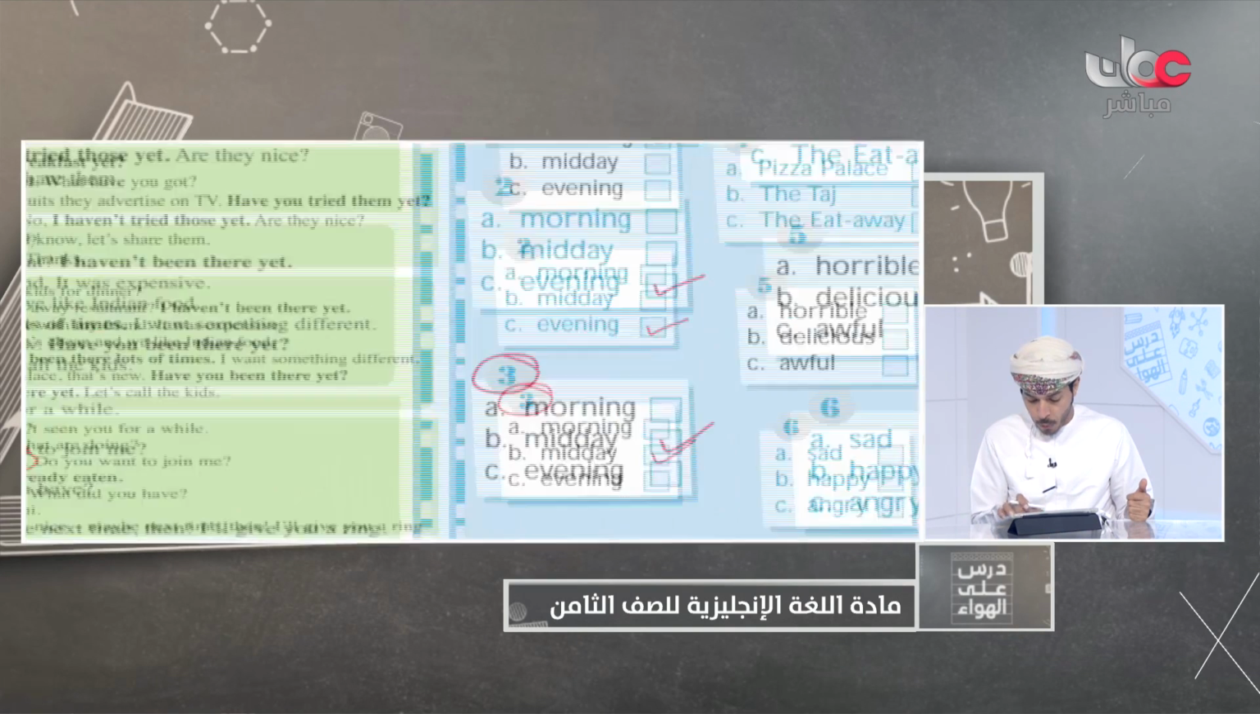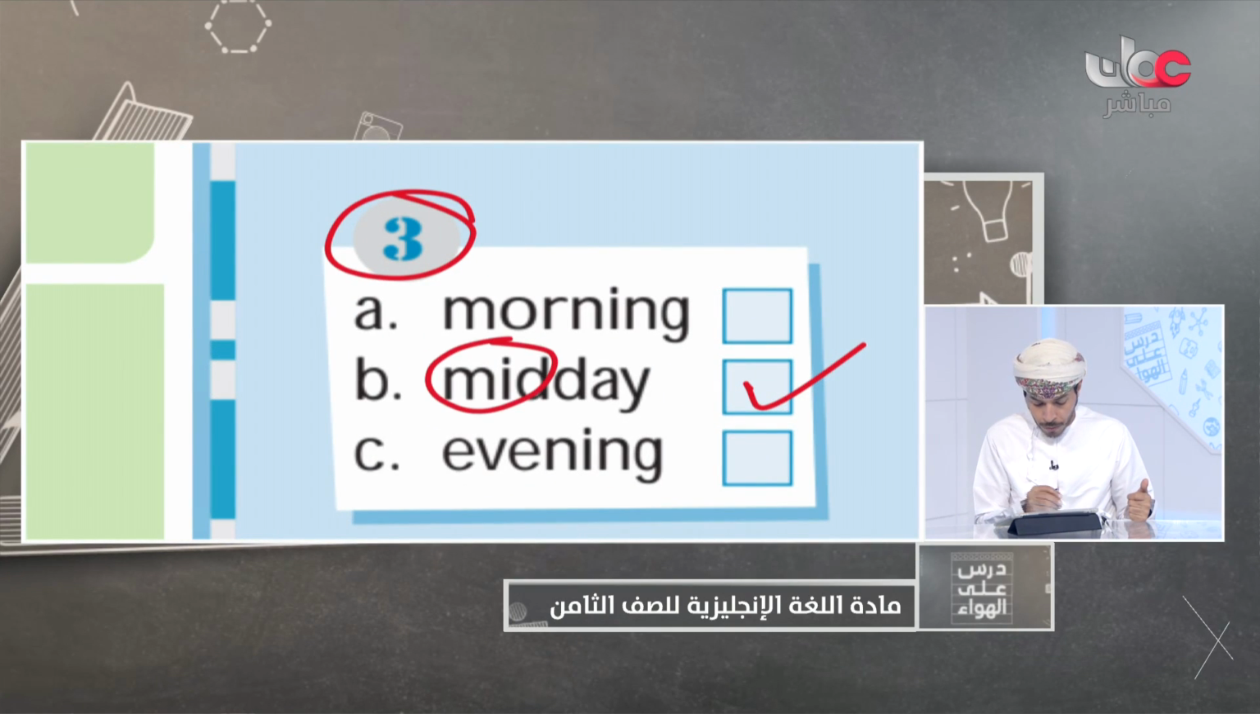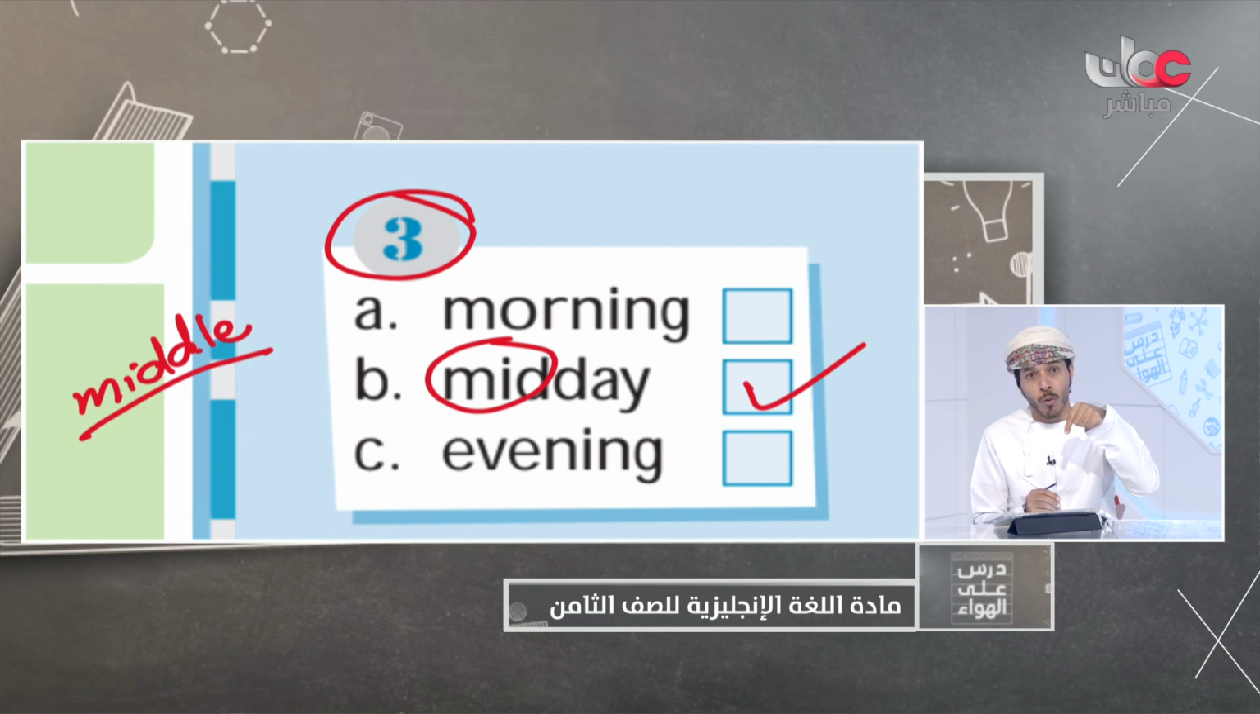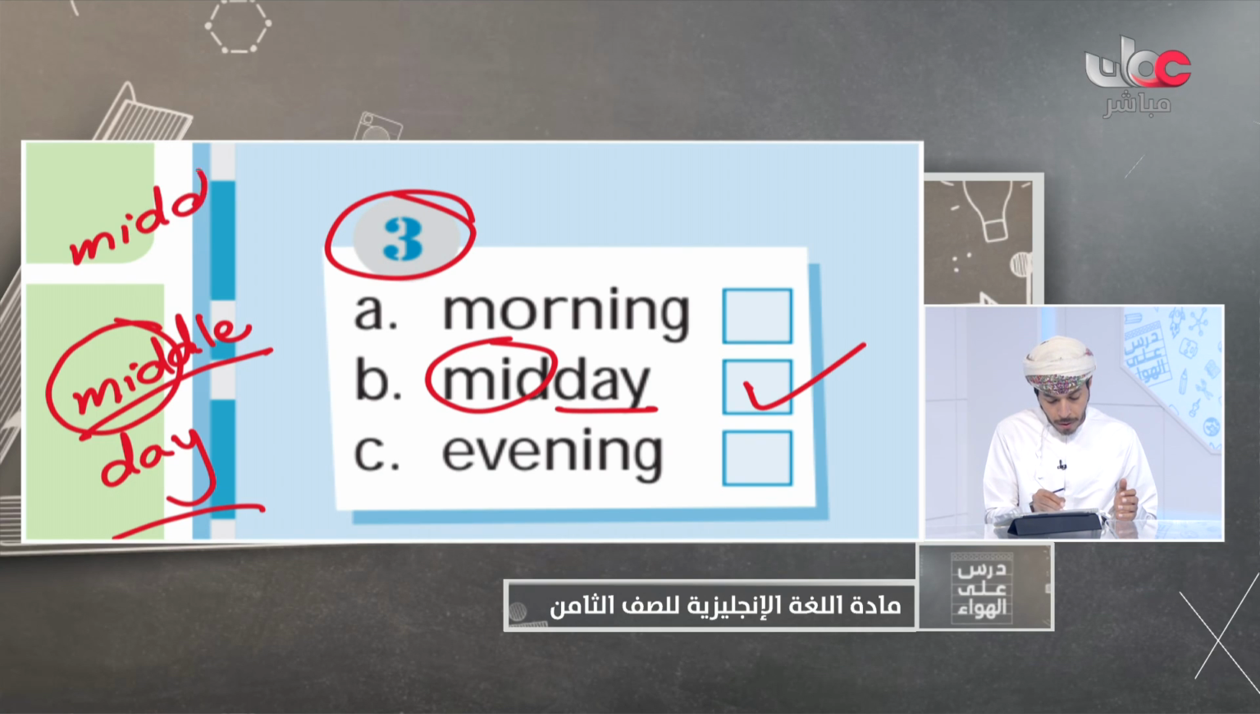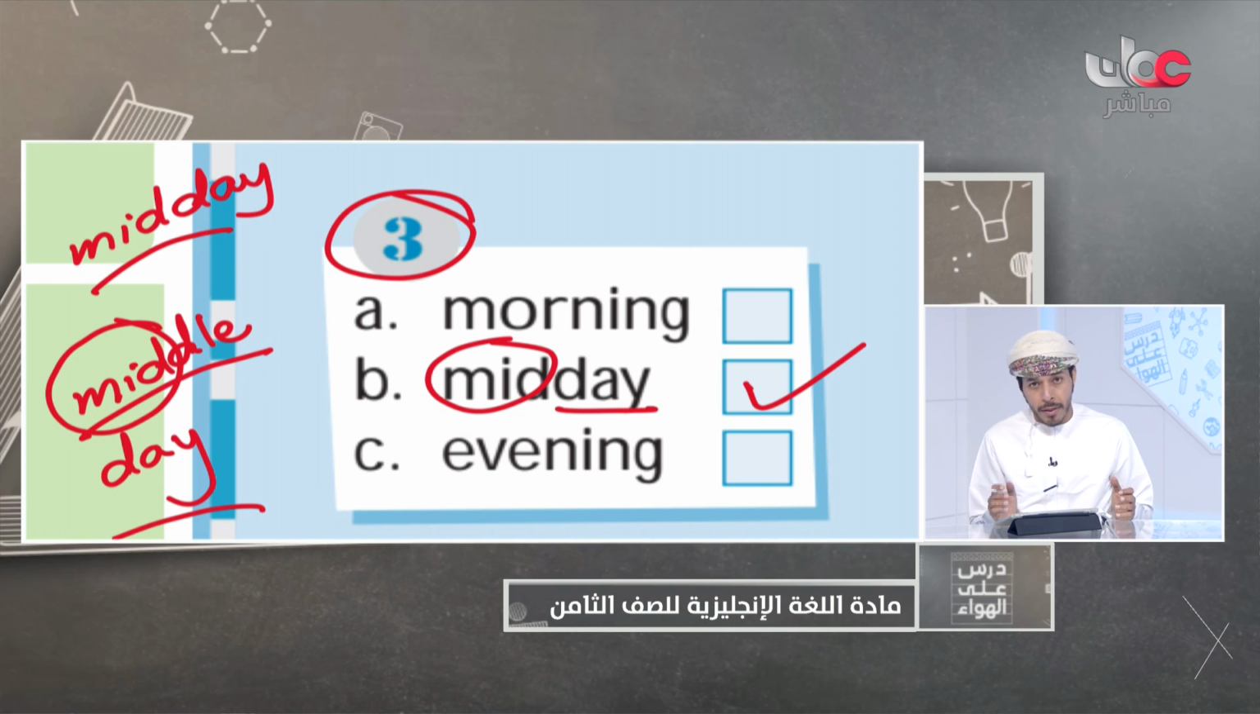And the word mid comes from the word middle, okay? It means منتصف. And day means اليوم, okay? And we take the first 3 letters and it becomes midday. Midday means منتصف اليوم. Good? Perfect.